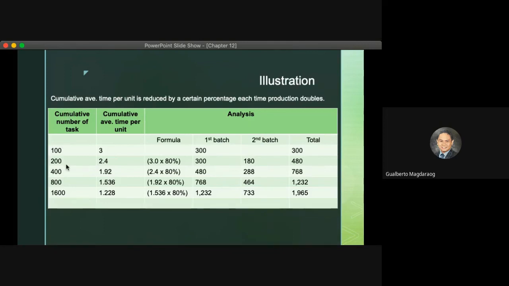Okay, so this is just an analysis of how we got 480. Yes, you also multiply 200 by 2.4 equals 480. But in that 480, yung first 300 dyan, you spent it on the first batch. And then yung 180 na difference is you spent it on the second batch. Mas mabilis ka na.